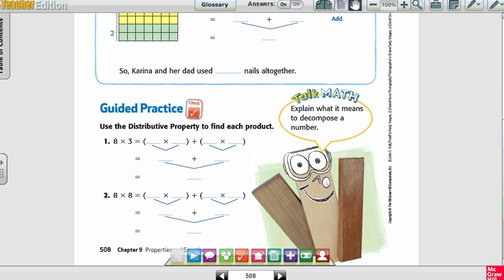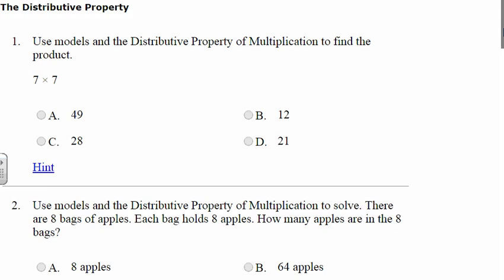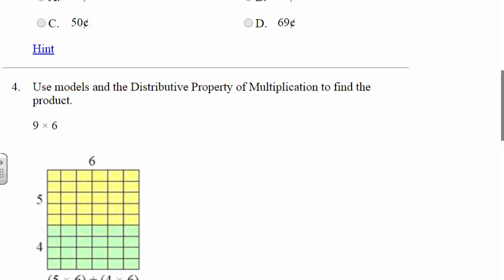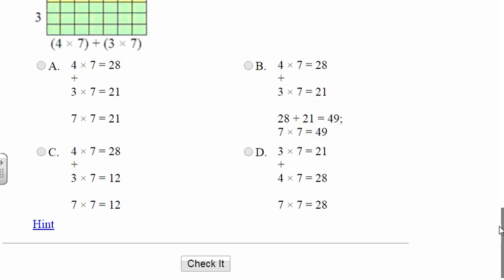Okay, now you're going to click the little orange check that we did. You're going to click on that. It's going to take you to a little quiz. I want you to go ahead and work on all the questions all the way down. When you're all done, you're going to click check and then email it to me. All right, we can get started.